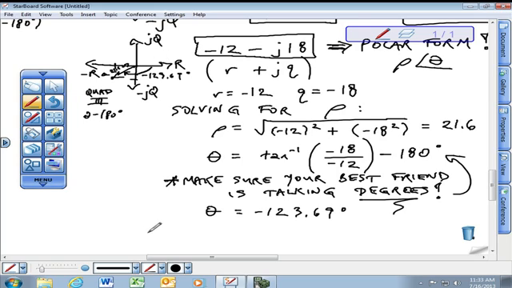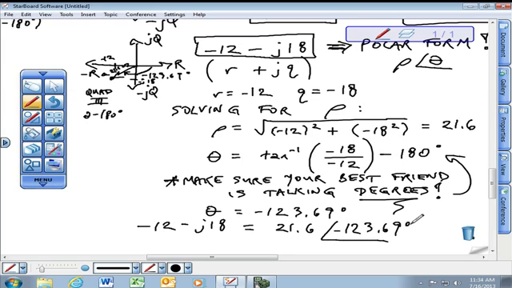So magnitude and direction, which is identical to, of course, the rectangular form. You go out negative 12, and you come down a negative j18. Two sets of directions to get you to the same point on your complex number plane. So what you can say is negative 12 minus j18 is equivalent to 21.6 angle negative 123.69 degrees. Make sure you know how to do that.